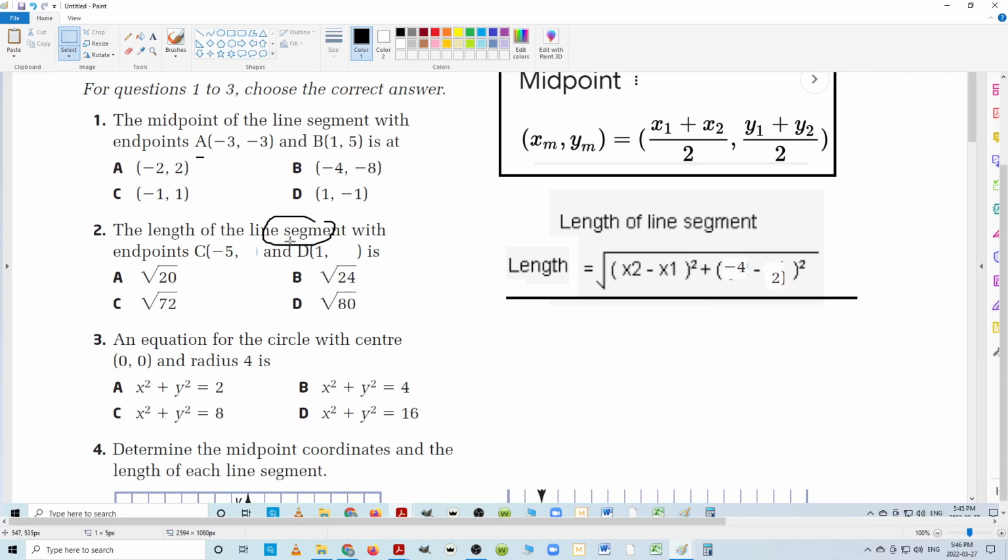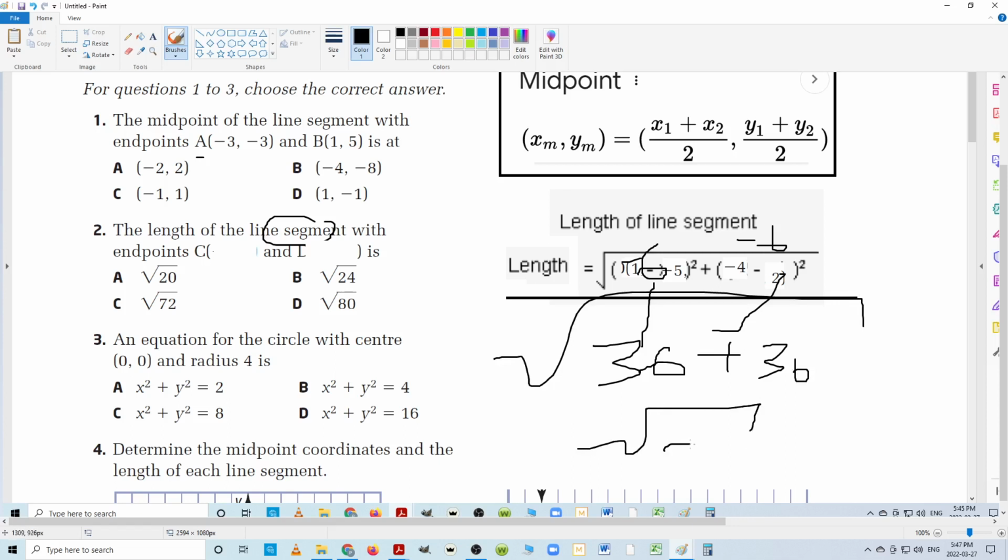Then I'm going to do it in the same order: 1 minus minus 5. Because the minus over here has to do with the formula, it always stays in there, and the minus associated with the number changes the result. So 1 minus minus 5 is 6 squared, and minus 1 minus 2 is minus 6. You can see they're both the same. 6 squared here is 36, and 6 squared here is 36. When I add them together, it's the square root of 72. And I can see the choices right there.